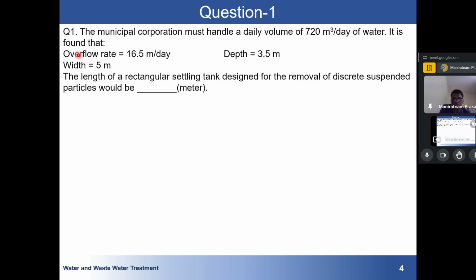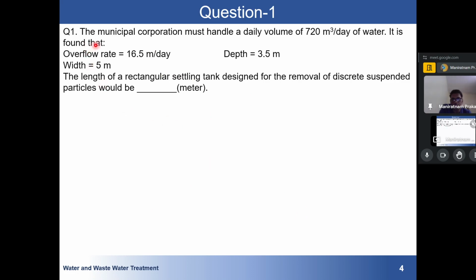The first question is related to the municipal corporation. These questions are from previous year assignments, and you can expect similar types of questions this year also if you are appearing for your exam.